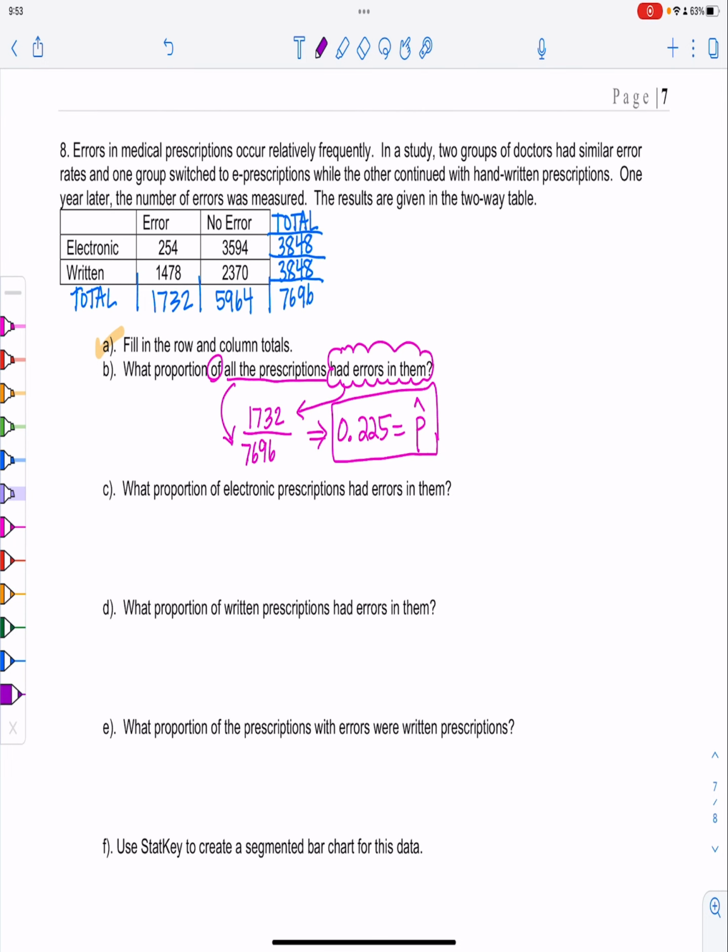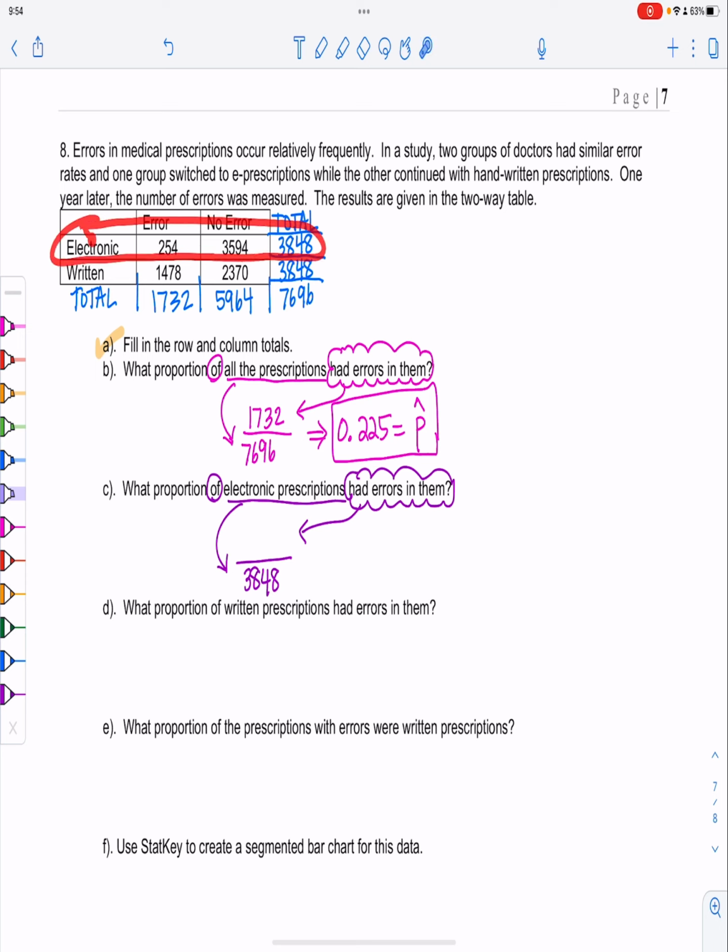All right, let's try the next one. What proportion of electronic prescriptions had errors in them? So remember, that's my whole. This will be my numerator. So now I'm only looking at electronic prescriptions. So I have 3848 electronic prescriptions. So now I am only in this row, electronic prescriptions. Now how many of those had errors? It's the 254 here. So 254 divided by 3848 is 0.066. That's my p hat for that question.